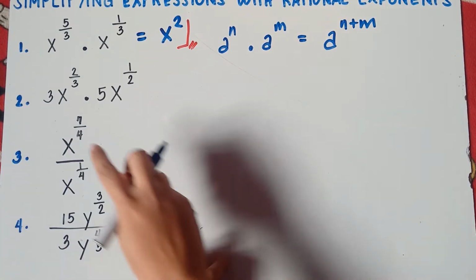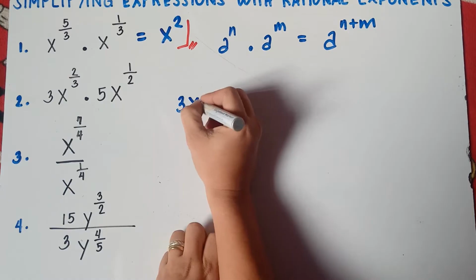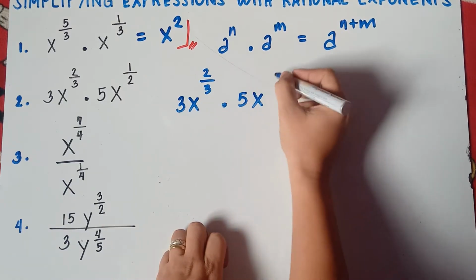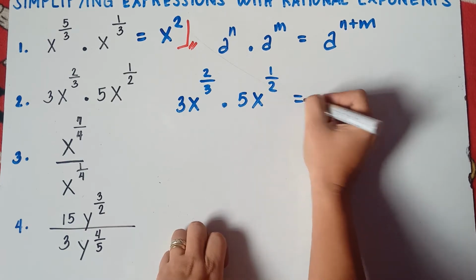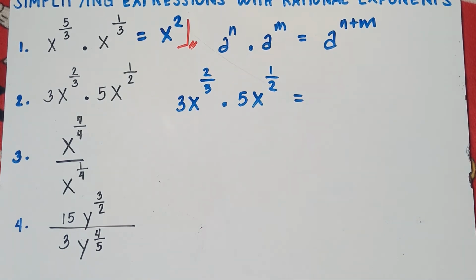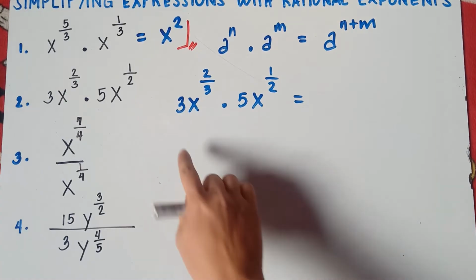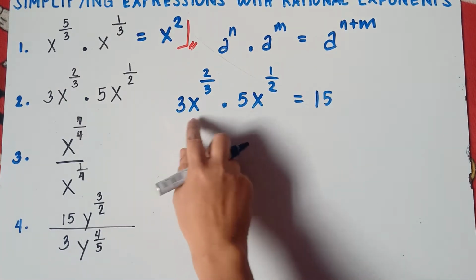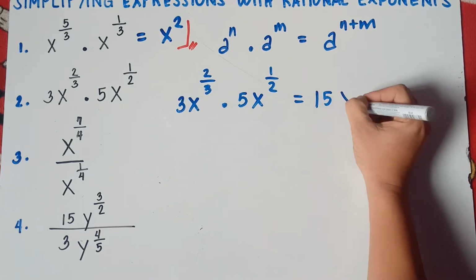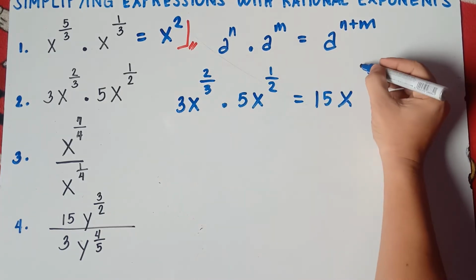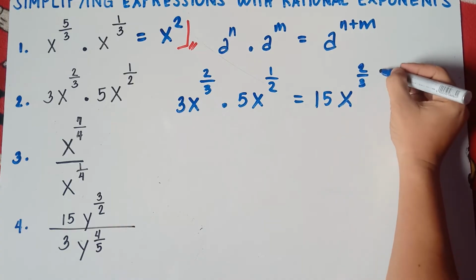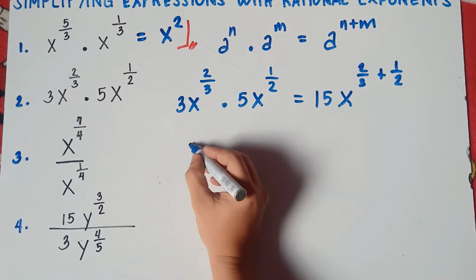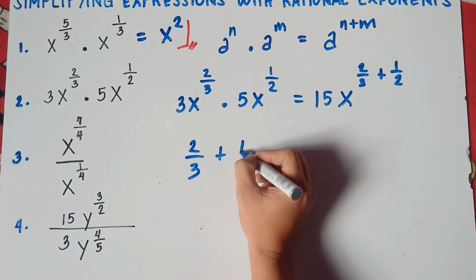Alright, so first, let's copy 3x raised to the power of 2/3 multiplied by 5x raised to the power of 1/2. First thing, if you have numbers, you multiply the numbers, class. So 3 times 5 is 15. Then same base, same x, copy x. Then we will add the exponents: 2/3 plus 1/2.